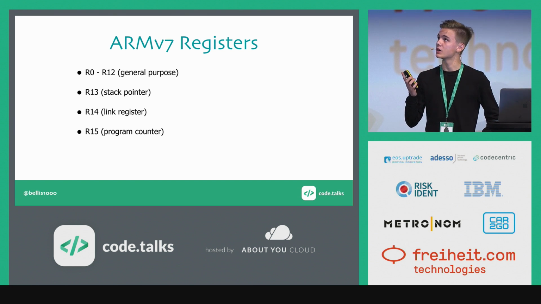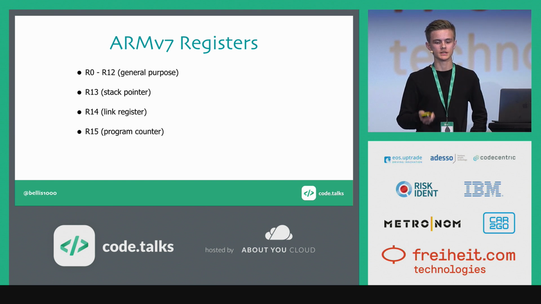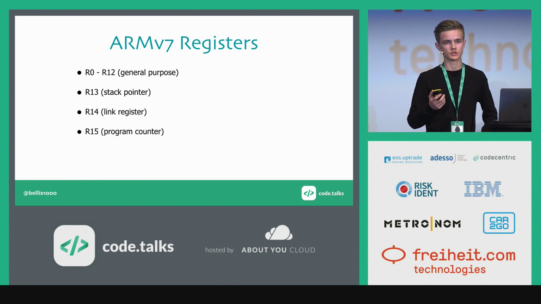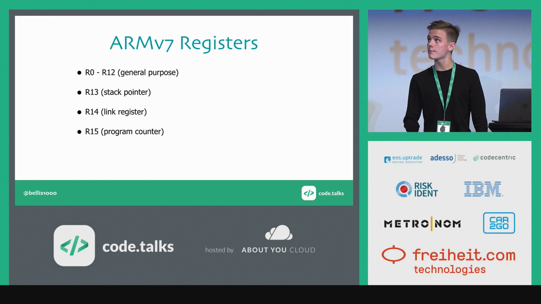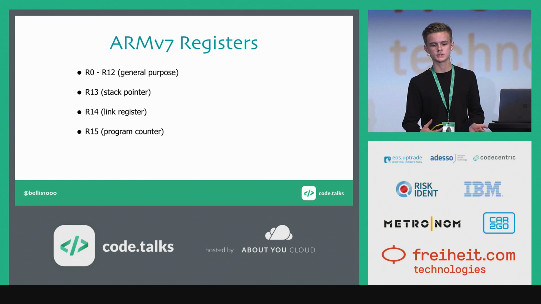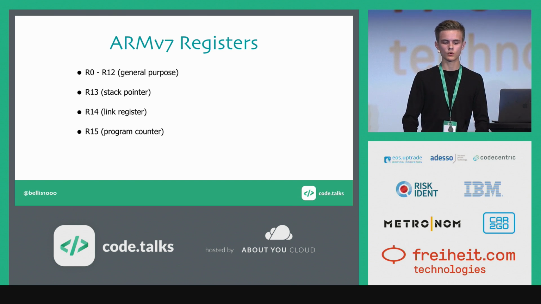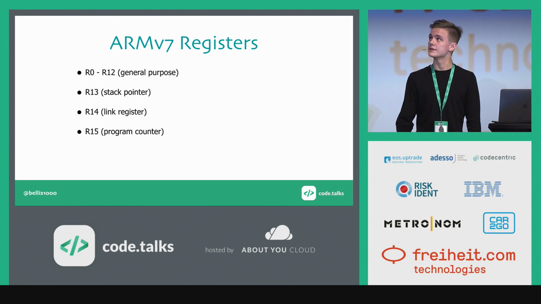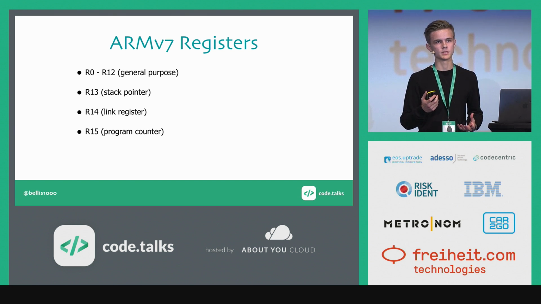And then we have some special purpose registers. R13 is the stack pointer, which will always hold the address of the top of the current stack frame. R14 is the link register, which will hold the address of where code execution needs to resume after a function is finished being called. And finally, R15 is the program counter, so this will always hold the address of the next instruction that needs to be executed.